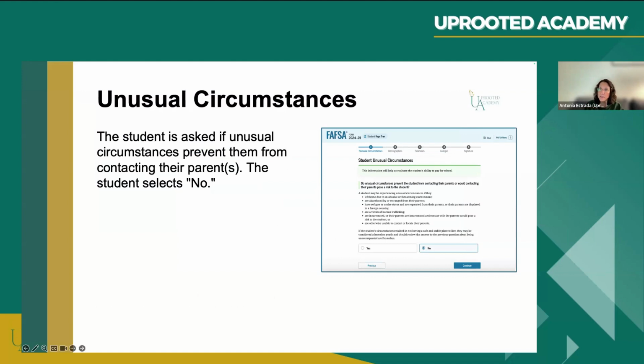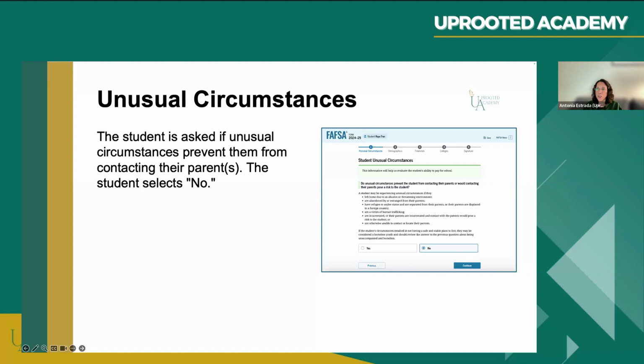If the student does have an unusual circumstance and selects yes, then it's similar to the scenario we saw before about homelessness. The student will not have to provide parental information on the FAFSA. They'll be given a provisional student aid index and provisional independent student status, but they will need to provide supporting documentation to their school's financial aid office.